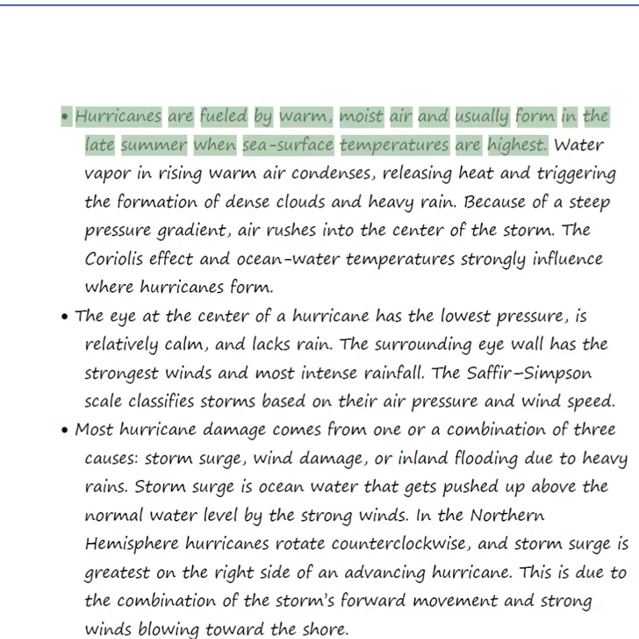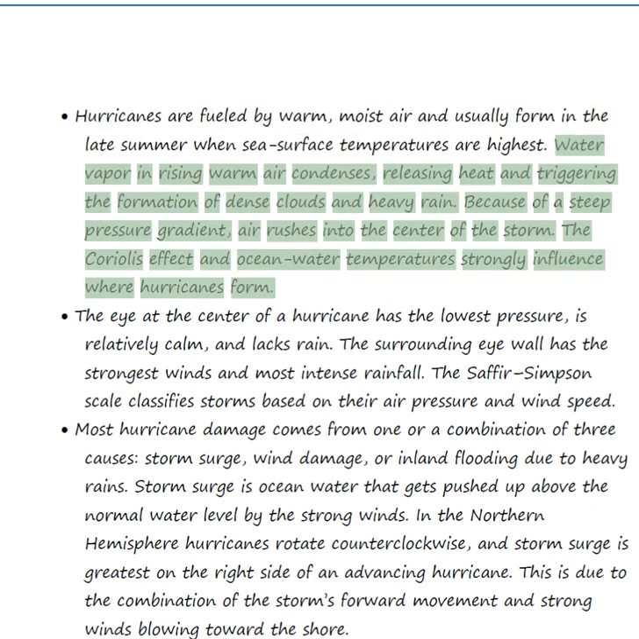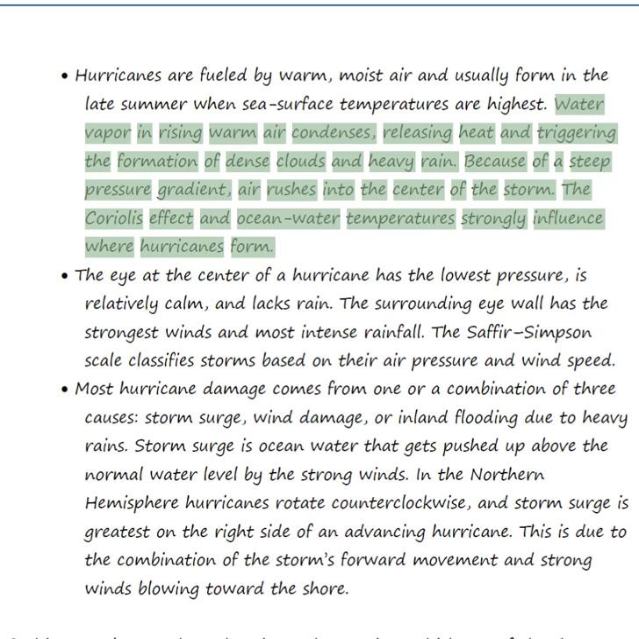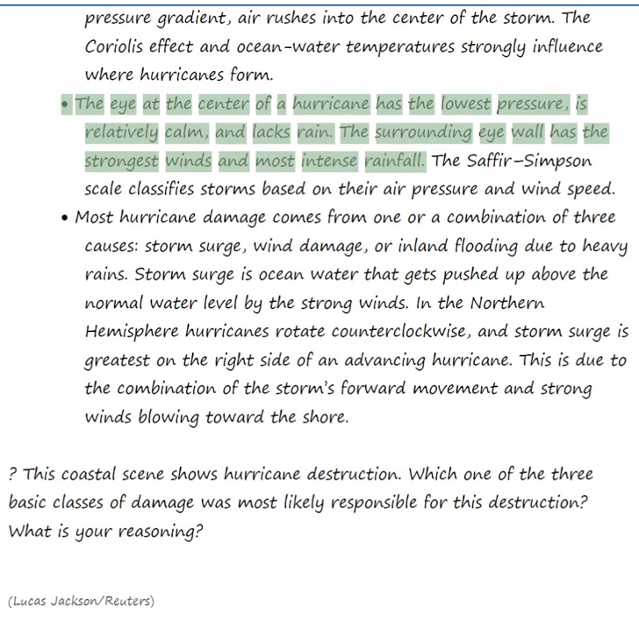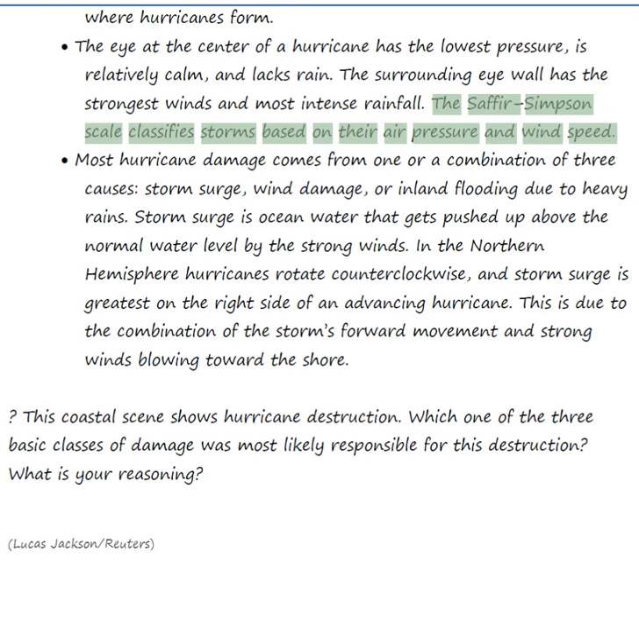Hurricanes are fueled by warm, moist air and usually form in the late summer when sea surface temperatures are highest. Water vapor in rising warm air condenses, releasing heat and triggering the formation of dense clouds and heavy rain. Because of a steep pressure gradient, air rushes into the center of the storm. The Coriolis effect and ocean water temperatures strongly influence where hurricanes form. The eye at the center of a hurricane has the lowest pressure, is relatively calm, and lacks rain. The surrounding eye wall has the strongest winds and most intense rainfall. The Saffir-Simpson scale classifies storms based on their air pressure and wind speed.